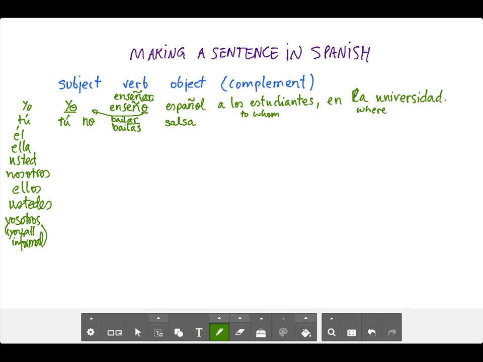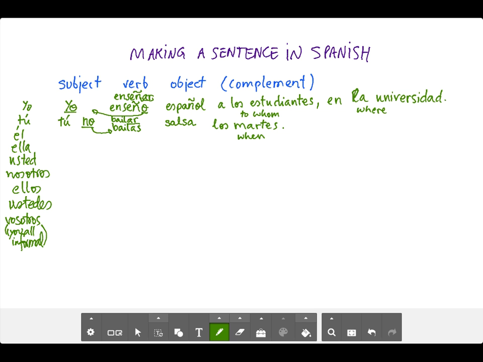And you can provide additional information like when you dance salsa. So, los martes, Tuesdays. So here we provide additional information with when. So you can dance salsa Tuesdays. Remember, no is placed before the verb. It follows. And again, because you have bailas, you don't need tú in the sentence.